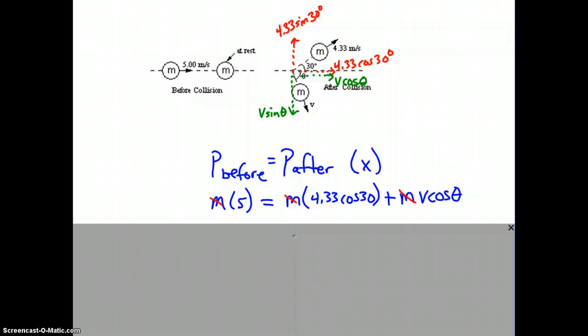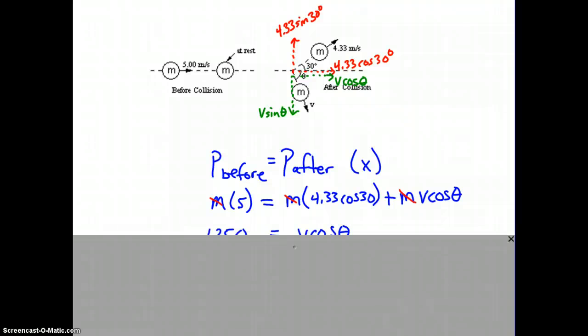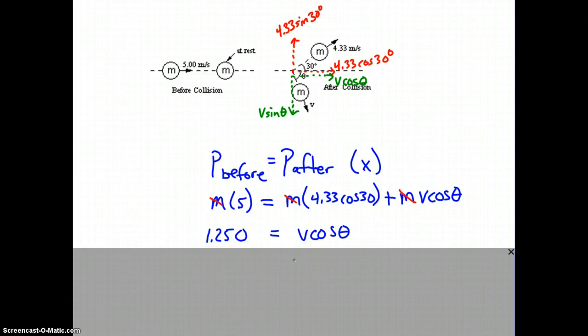We can see that there's an m in every term, so we can cancel it. And simplifying, we get v cosine theta equals 1.250, which is 5 minus 4.33 cosine 30.